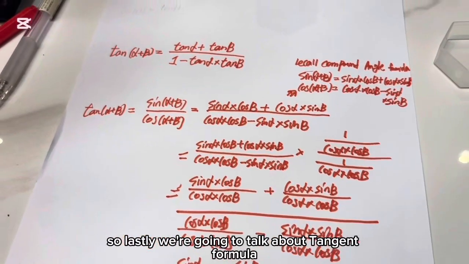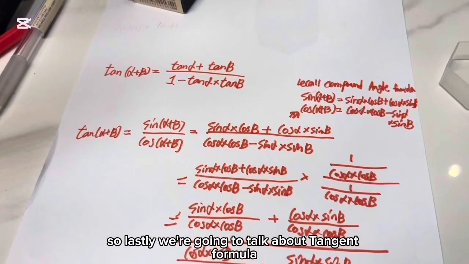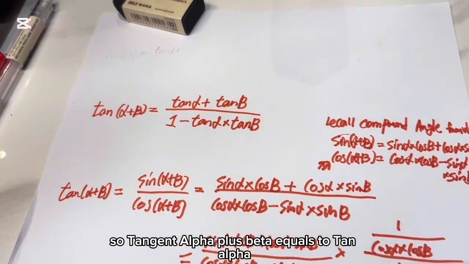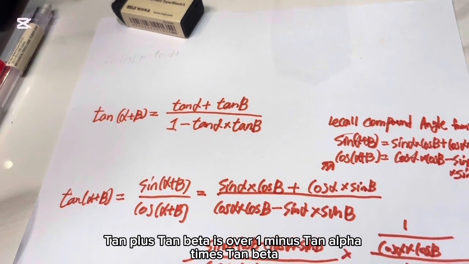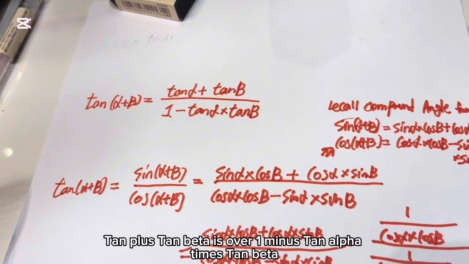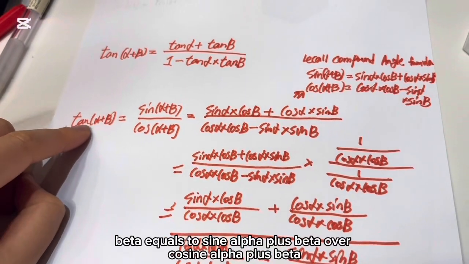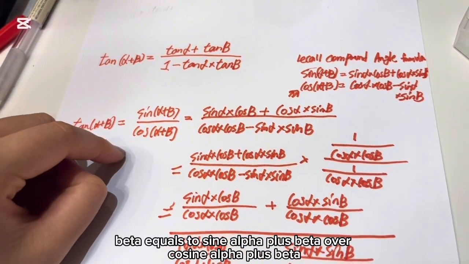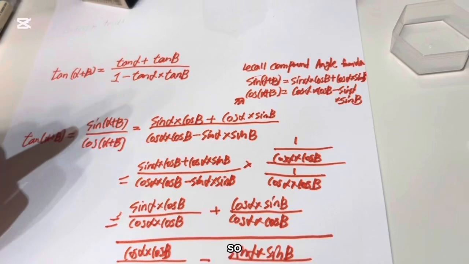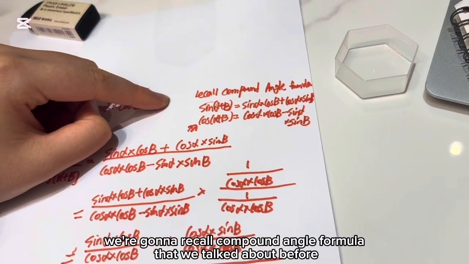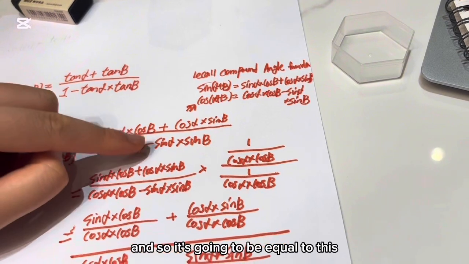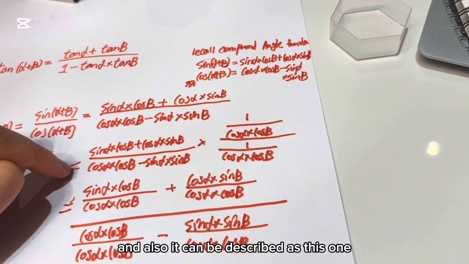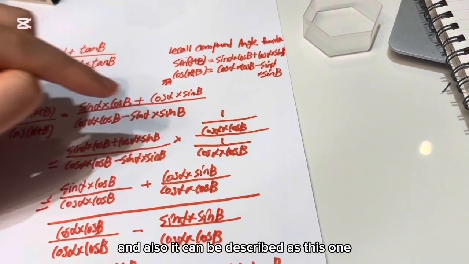So lastly, we're going to talk about the tangent formula. So tangent alpha plus beta equals tan alpha plus tan beta over 1 minus tan alpha times tan beta. So tan alpha plus beta equals sine alpha plus beta over cosine alpha plus beta. So we're going to recall the compound angle formulas that we talked about before, and it's going to be written like this. And also it can be described as this one.